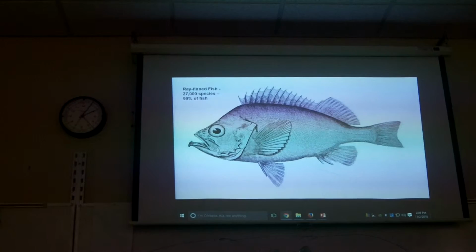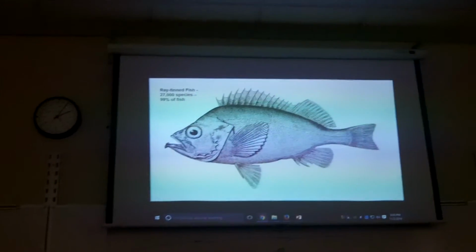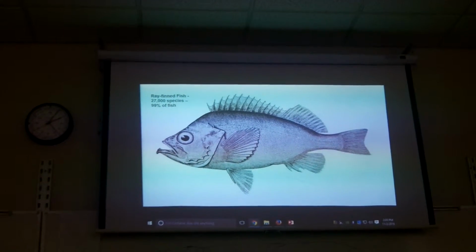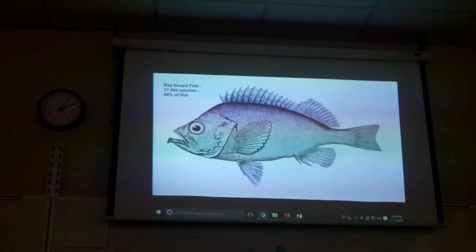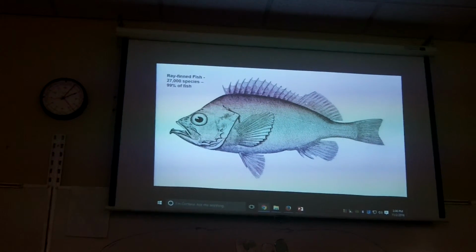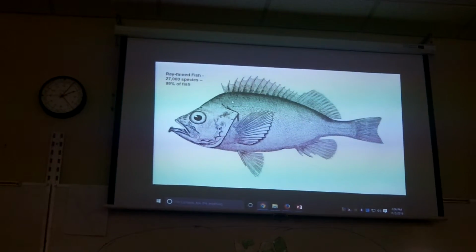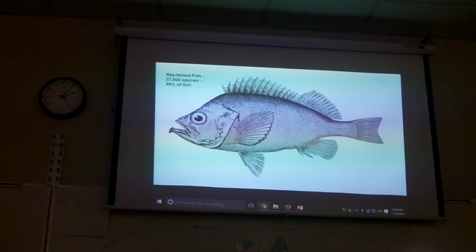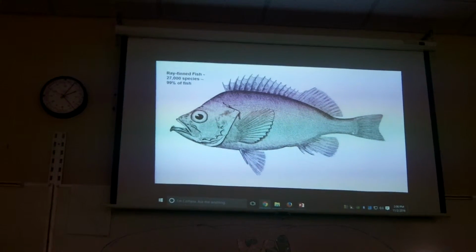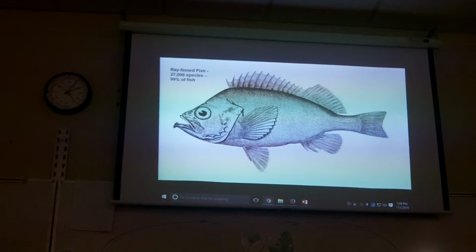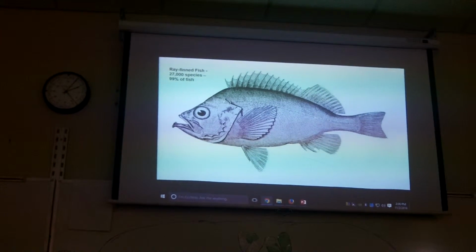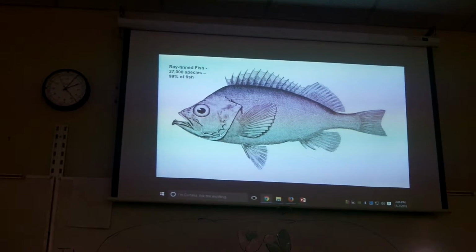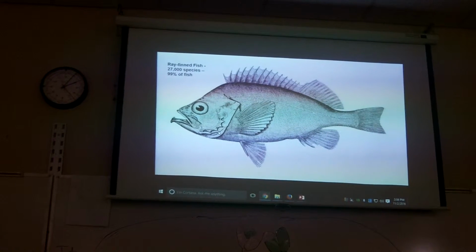So there are 27,000 species of ray-finned fish. And again, those are the ray fins there. Lateral line going down. Operculum, that's the gill covering. How about the names of the fins? Do you know the names of the fins?